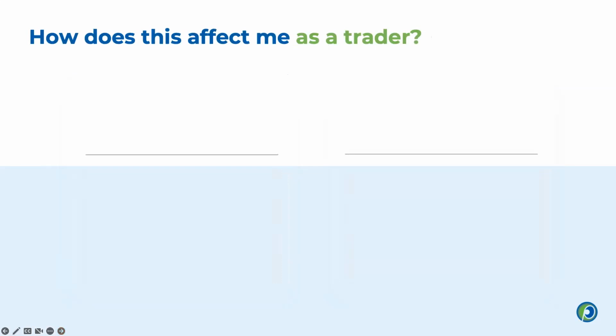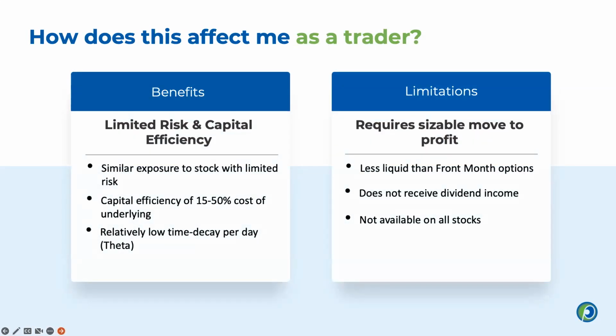So how does this affect me as a trader? The benefits are, if we are using this as a stock replacement strategy, you're having limited risk and retaining capital efficiency. You'll still have the same exposure that you would to a stock, and that's the way that we're positioning delta and mitigating theta. When I bring up the OptionsPlay tool, I'll show you with some real examples, and we'll compare them side by side with movement on the underlying security and expiration.